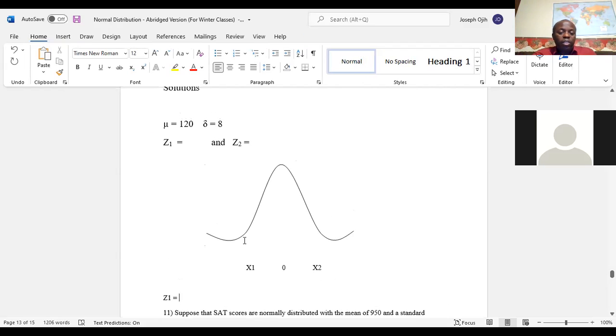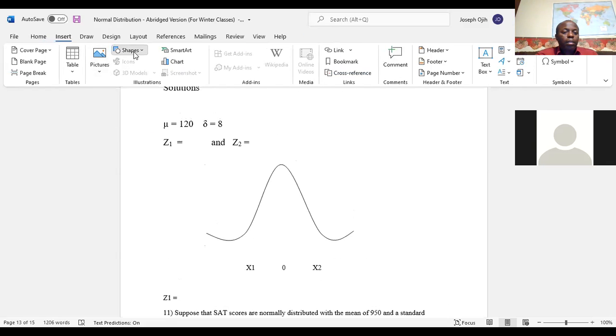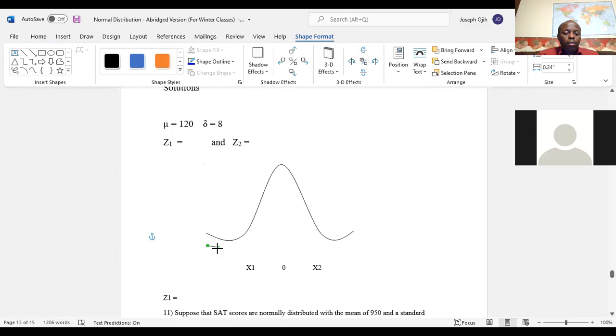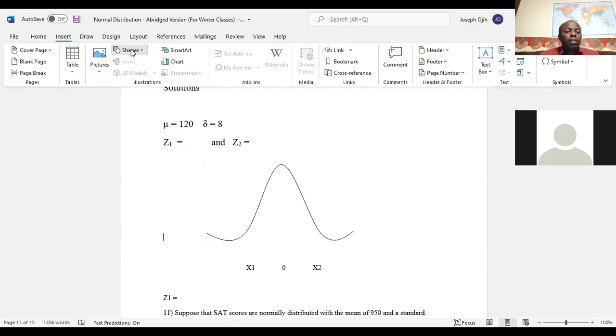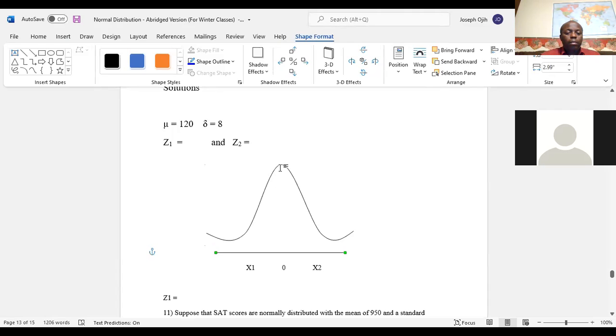Now, let's finish the drawing. I'm going to put the X-axis. Okay, I think I didn't get it right the first time. So the X-axis right here. So I'm going to bring it down a little bit. Okay. Now, then of course the center line.